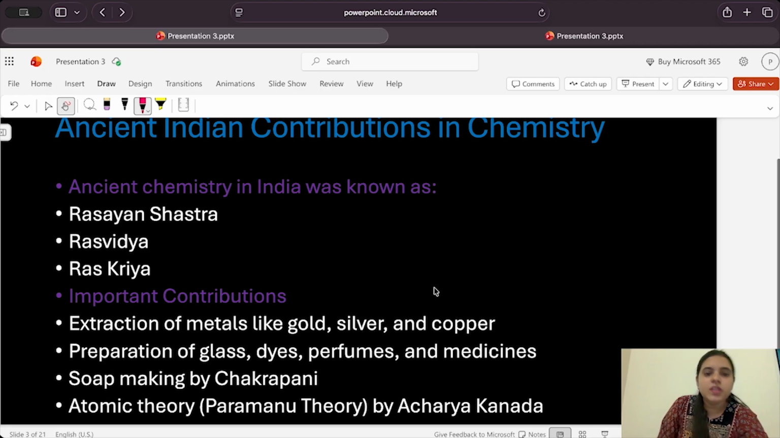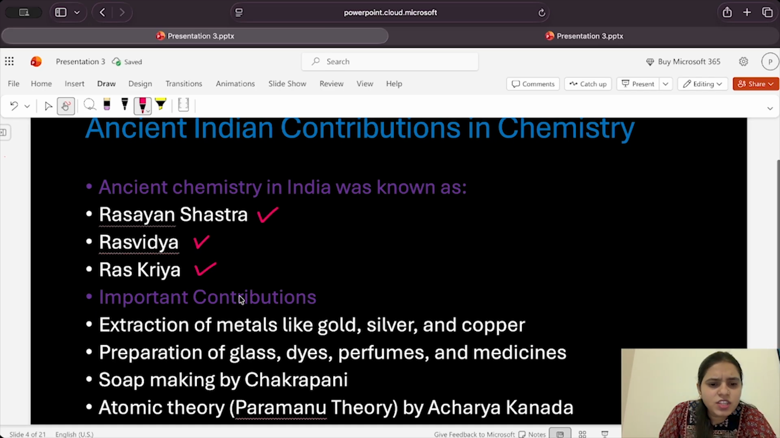In the modern era, in the present era, we use the term chemistry. In ancient times, chemistry was also known as Rasayan Shastra, Ras Vidya and Ras Kriya. Ancient Indian contribution developed methods for the extraction of metals like gold, silver and copper. They also prepared glass, dyes, perfume and medicines. Soap making by Chakrapani. Chakrapani was the scientist.